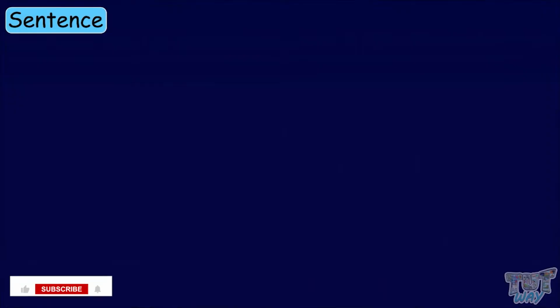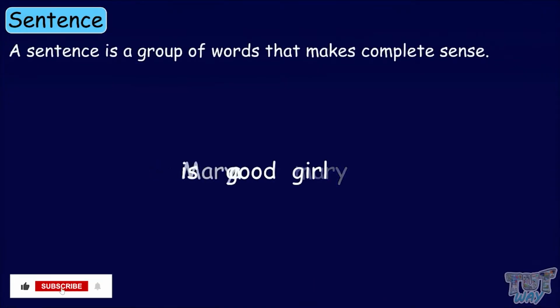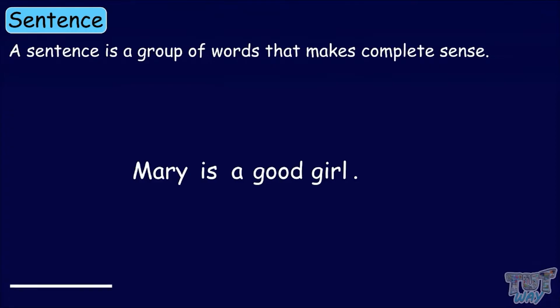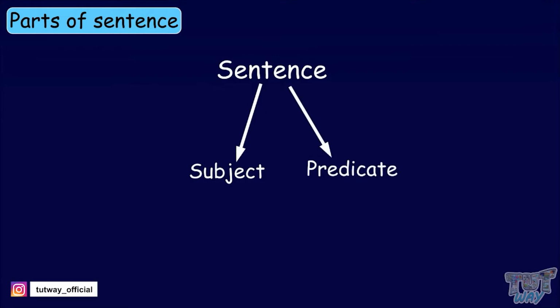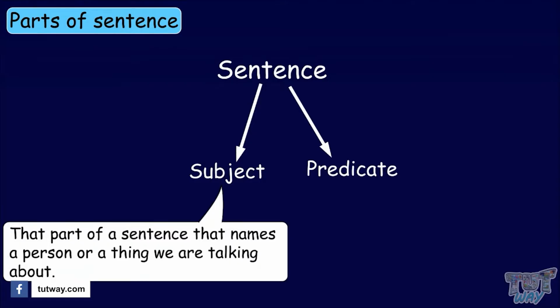Sentence. We know that a sentence is a group of words that make some complete sense. Mary is a good girl. We have also learned about the parts of a sentence. The two main parts that constitute a sentence are subject and predicate. The subject is that part of a sentence around which the whole sentence revolves, or it names a person or a thing we are talking about.